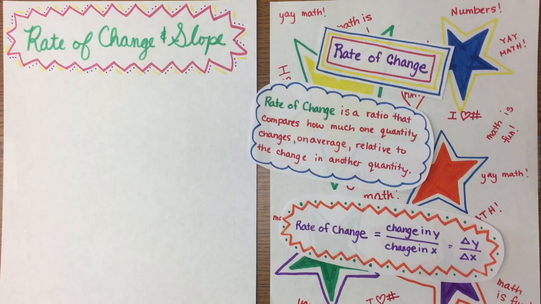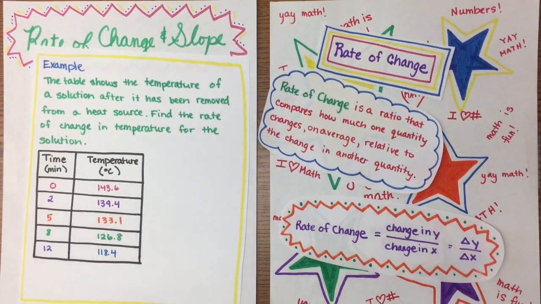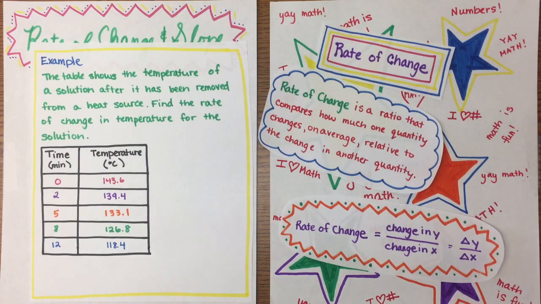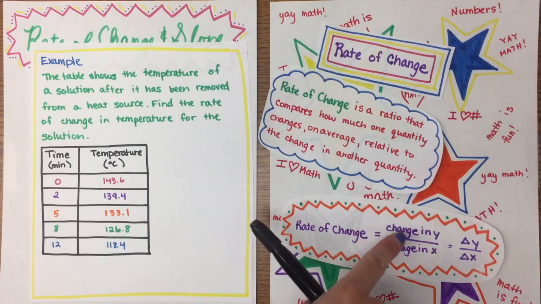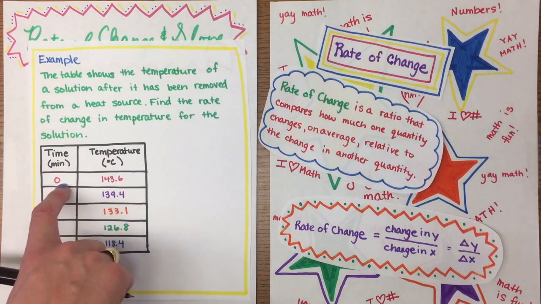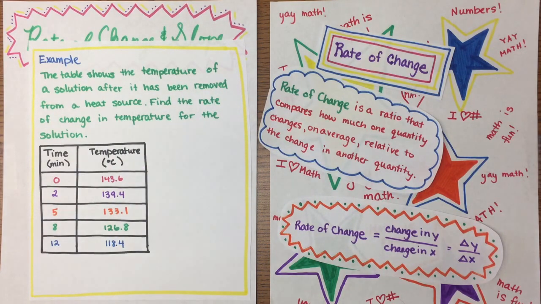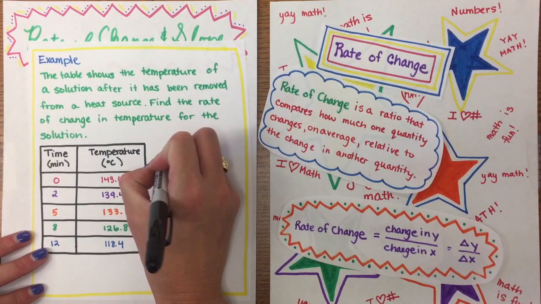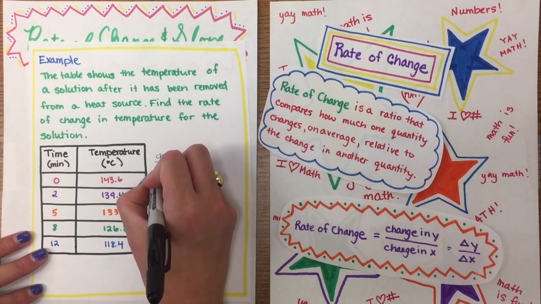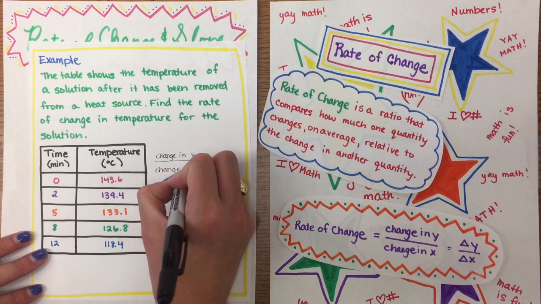So when we're looking at rate of change, here's an example. The table shows the temperature of a solution after it has been removed from a heat source. Find the rate of change in temperature for the solution. This temperature is changing at a constant rate. So we are going to be looking to set up this formula, the change in y over the change in x. In this case, temperature will be our y and time in minutes will be our x. So I'm going to look for the change in y over the change in x.